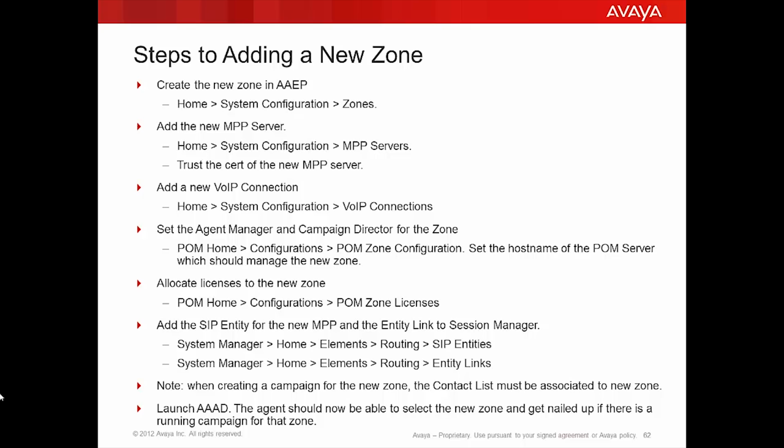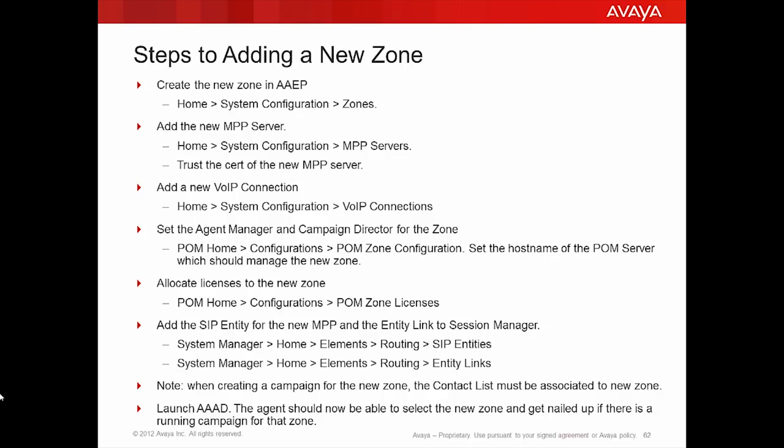Set the agent manager and the campaign director for the zone. So do this from POM Home, Configurations, POM Zone Configuration. Set the host name of the POM server, which should manage the new zone. We need to allocate licenses to the new zone. So here from POM Home, Configurations, POM Zone Licenses.